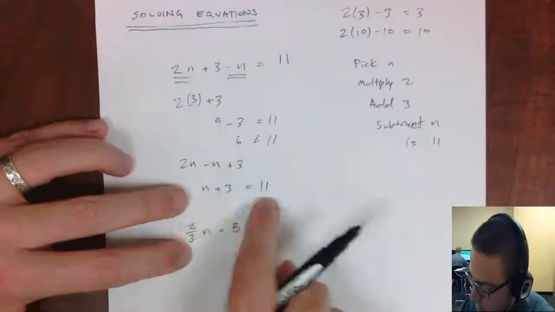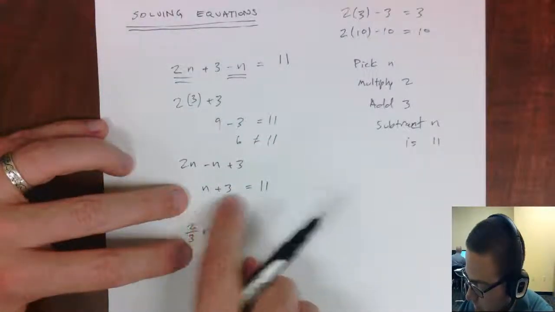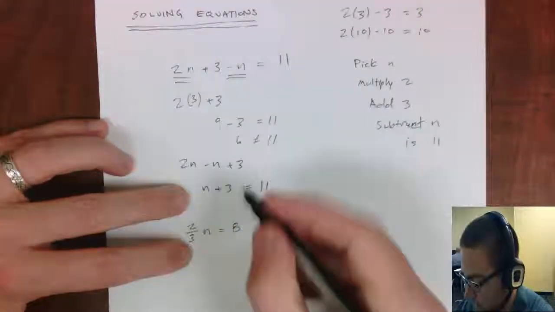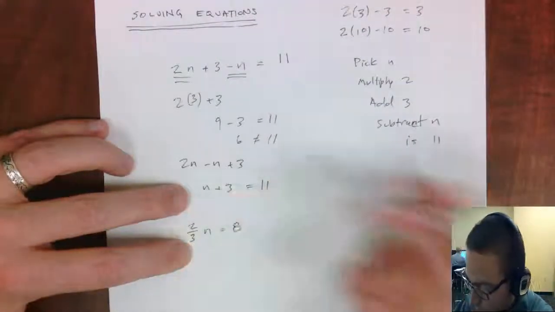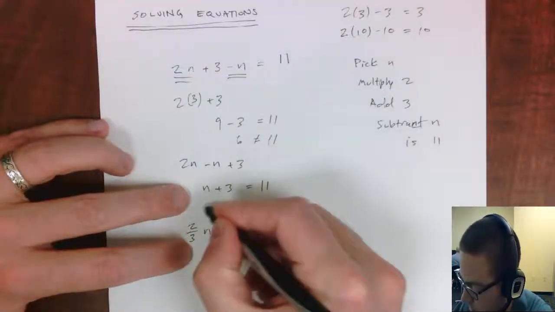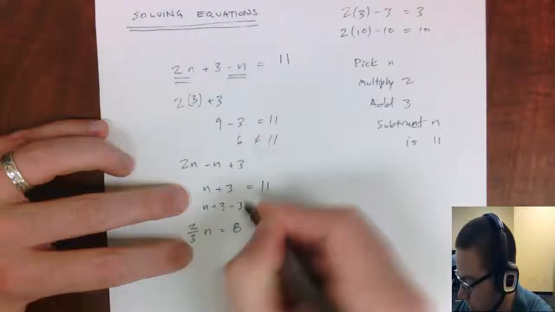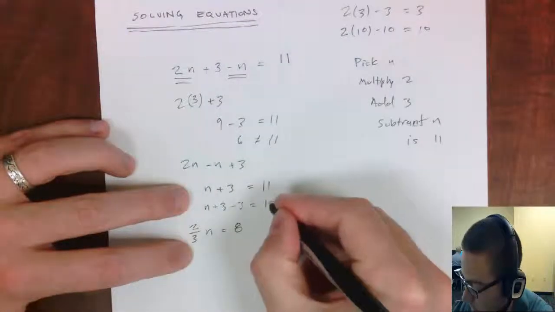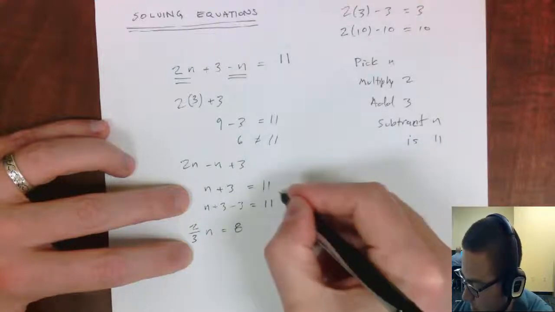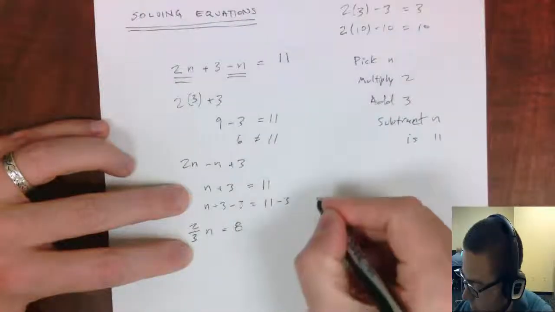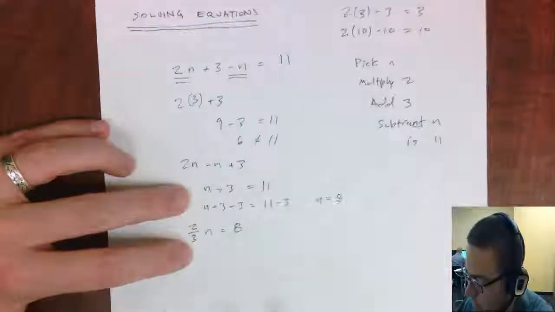Now this one's a little easier to guess, right? I can say, well, 8 plus 3 is 11. Or I can think, I want to undo adding 3, and to undo adding is to subtract. So if I take n plus 3 minus 3, that would be n plus 0, which would just be the number. And I have to do it to the other side as well. So 11 minus 3 is 8. So the original number was 8.